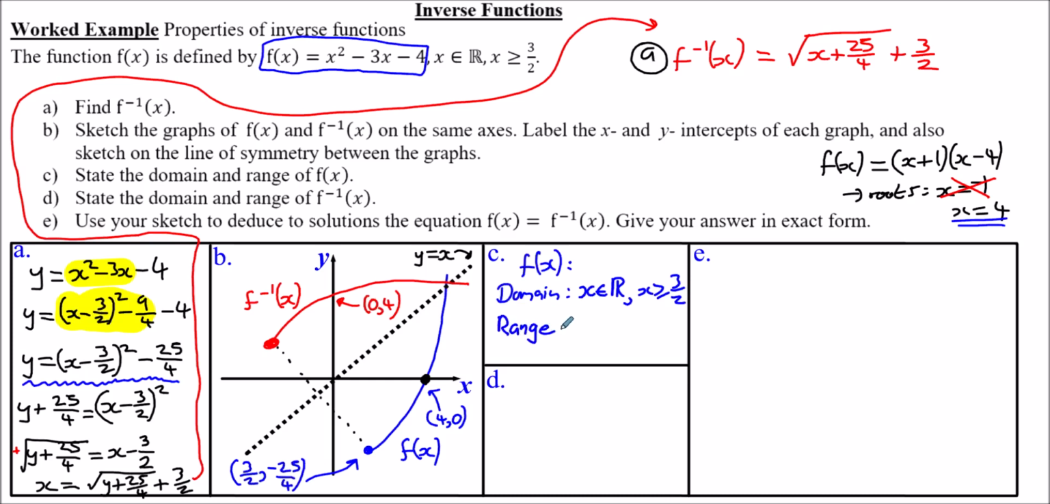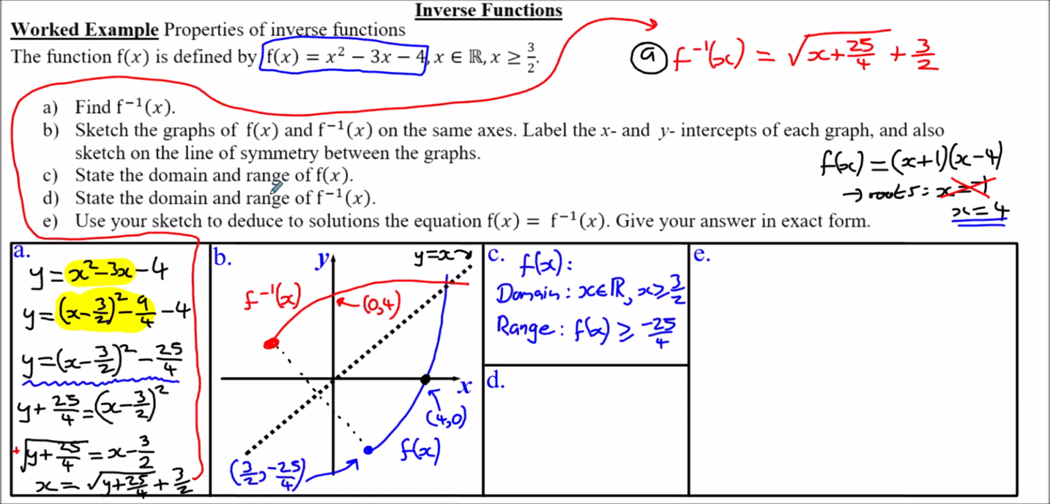So for the range of f of x, essentially we found the minimum point, and f of x can only be equal to or greater than its minimum. So the range of f of x is that f of x is at least the value of its y value at its turning point, which is minus 25 over 4. So f of x is at least minus 25 over 4.